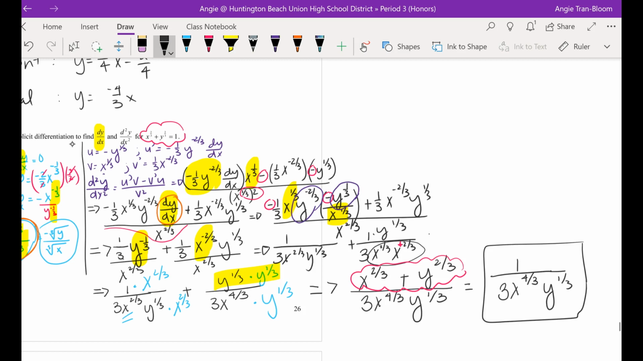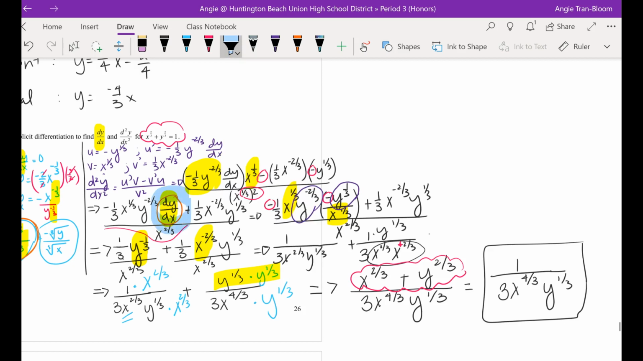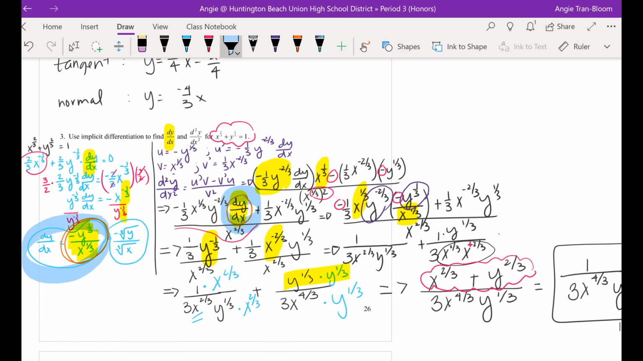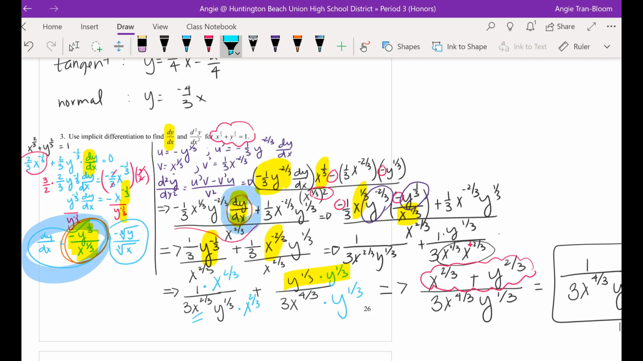So the takeaway is this, guys. I'm going to use a different color to highlight. Pay attention to where dy dx was. Use that to substitute with the original. Then, once you get to the final answer, double check to see if you can use the original question to substitute again. So those are the two locations that you need to be very careful about. And this is the end of example 3.